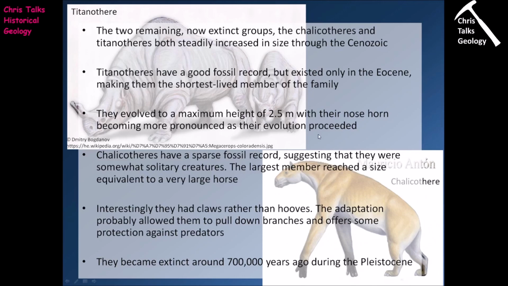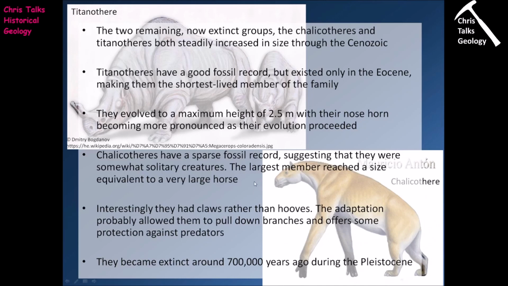They reached a maximum height of about 2.5 meters, and they developed a nose horn that became more pronounced as their evolution proceeded. So the next group are the chalicotheres, and the chalicotheres have a relatively sparse fossil record, suggesting they were somewhat solitary creatures, so chances are they didn't form herds. The largest member of the chalicotheres reached a size equivalent to a very, very large horse.